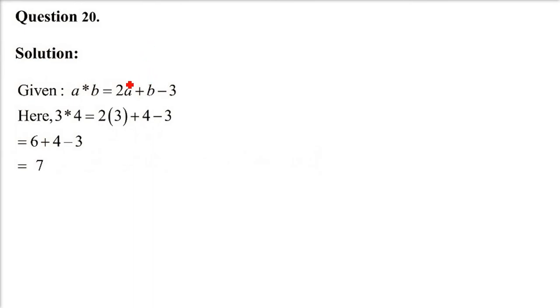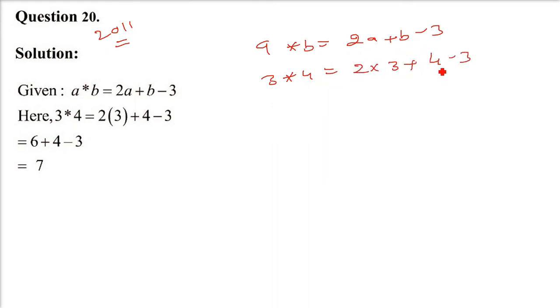So the previous question was 2009. Now this is CBSE 2011. Let star be the binary operation on the set of integers I defined by A star B is equal to 2A plus B minus 3. Find the value of 3 star 4. Put A as 3, B as 4. 2 into 3 plus 4 minus 3, that is 10 minus 3, that is 7. So this is the final value.